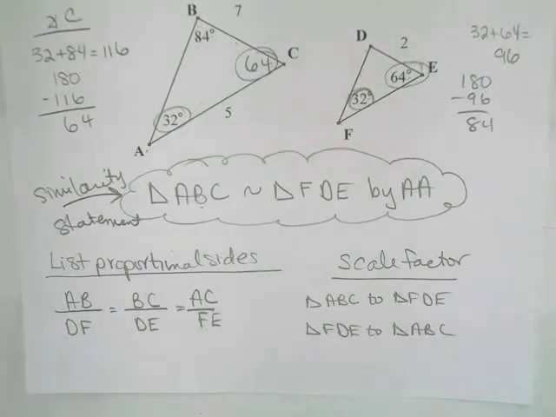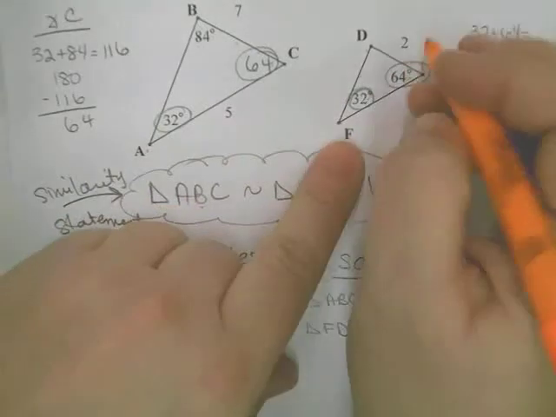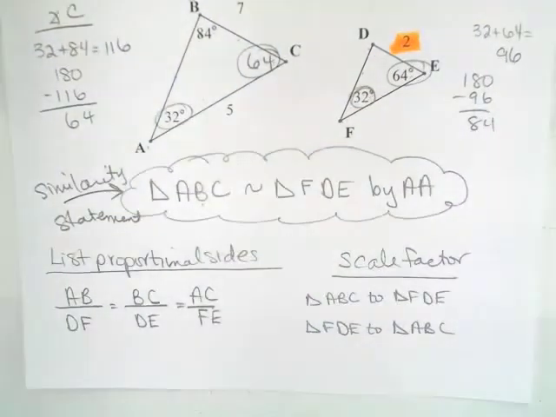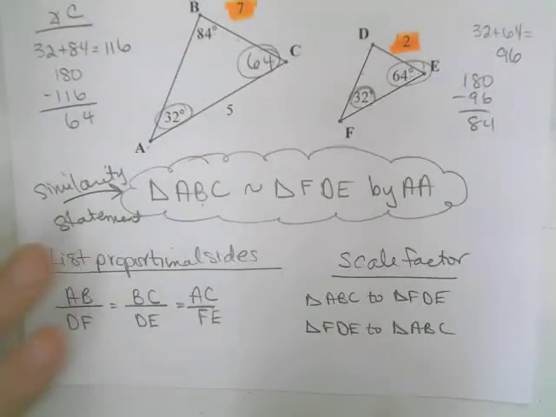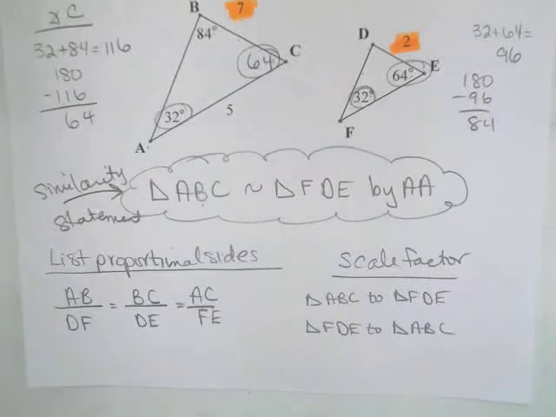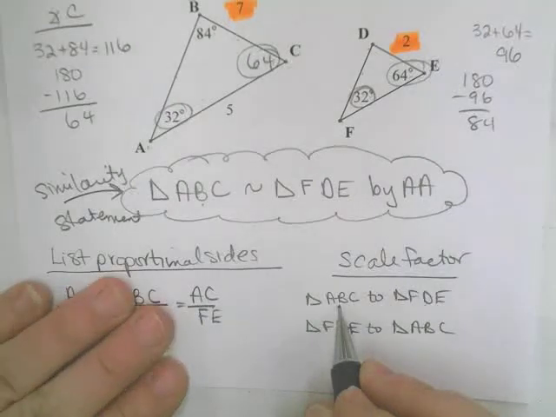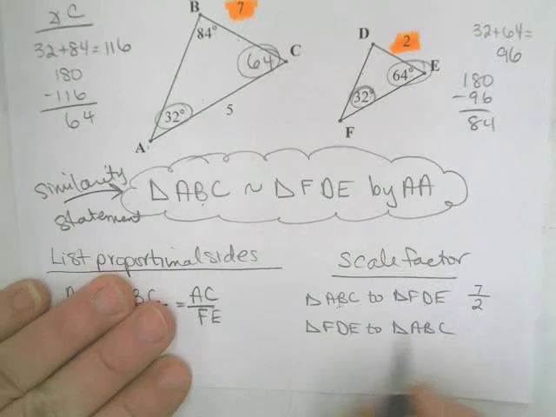Okay? So to find the scale factor, you look for a side in both triangles that has a number. Well, this triangle only has one number, it has the number 2. So I know that has to be part of the scale factor. And then the corresponding side to that is 7. So those two numbers I'm going to use for the scale factor. Okay? So the scale factor of ABC to FDE, you pick the number that has ABC first, that's on ABC. So this scale factor is going to be 7 over 2. When I want it to go the other way, I just flip the fraction.